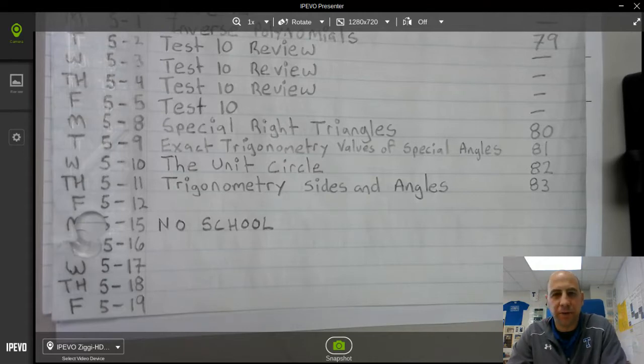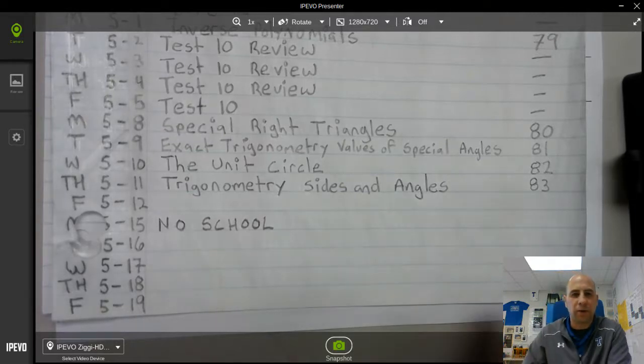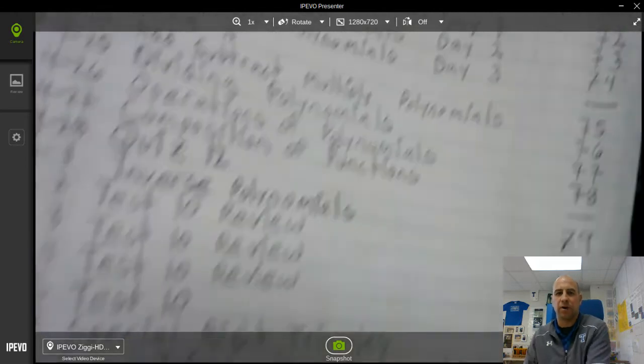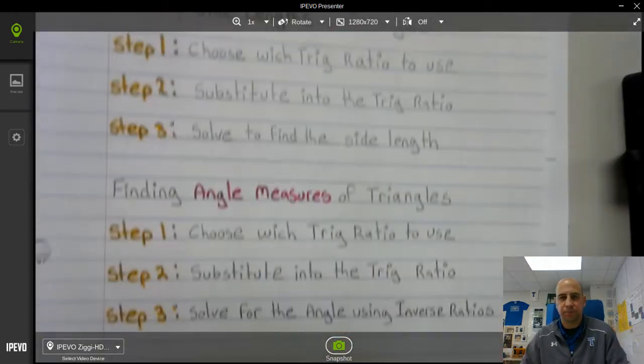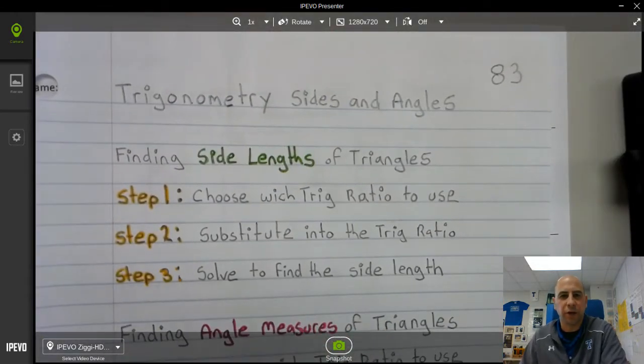Today we're looking at Thursday, May 11th, and we're looking at trigonometry, sides, and angles, and that's going to be on page 83. If you would, pause the video and update your table of contents. All right, now your table of contents are updated. Let's take a look at our notes. We're looking at trigonometry, sides, and angles on page 83.